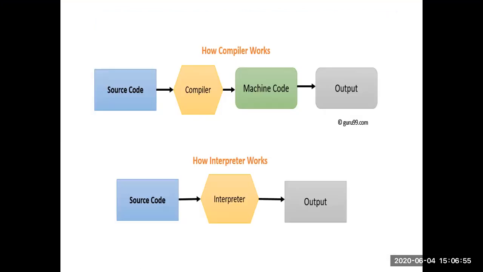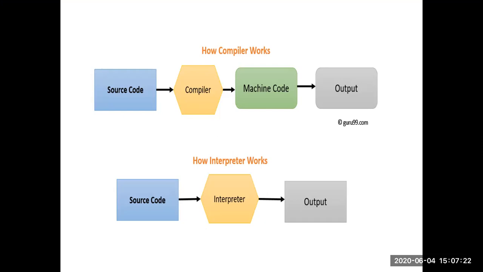And when we come to this, one more important difference is that the compiler will scan the entire program at a time, and it will convert the entire program into machine code. Whereas the interpreter will scan the program line by line, and each line will be converted to machine code. The first line will be scanned and converted to machine code. Then the second line will be converted.